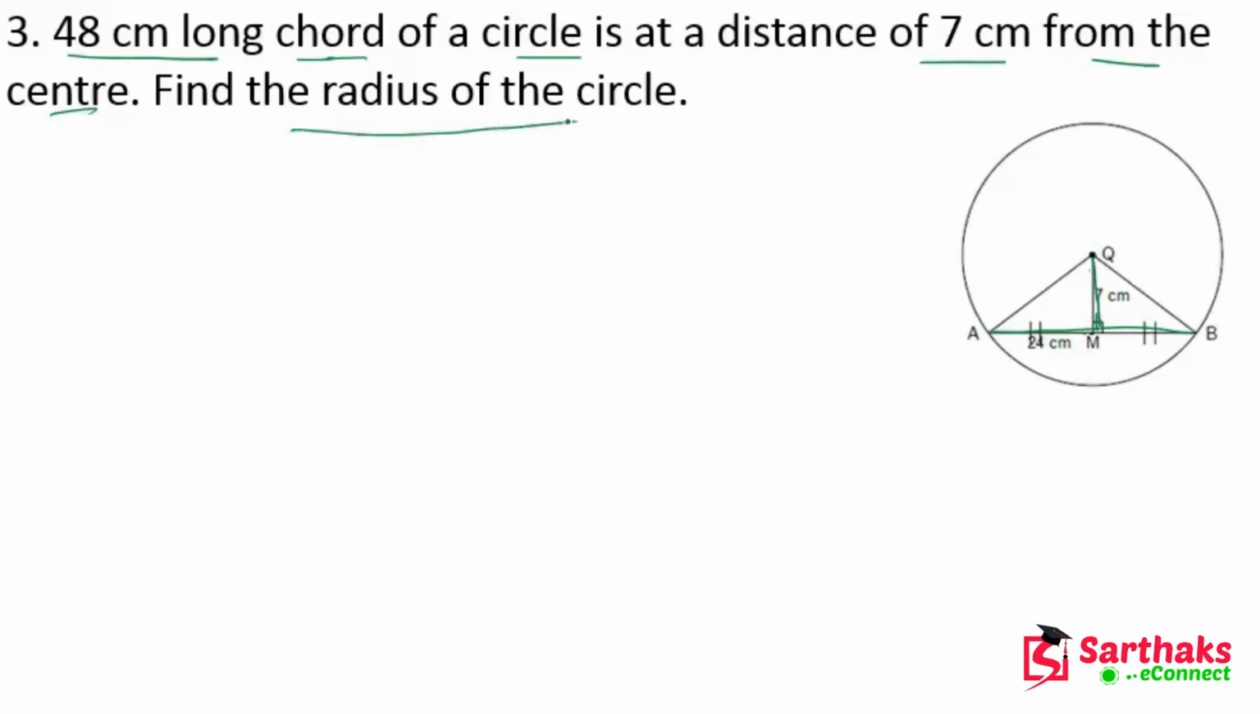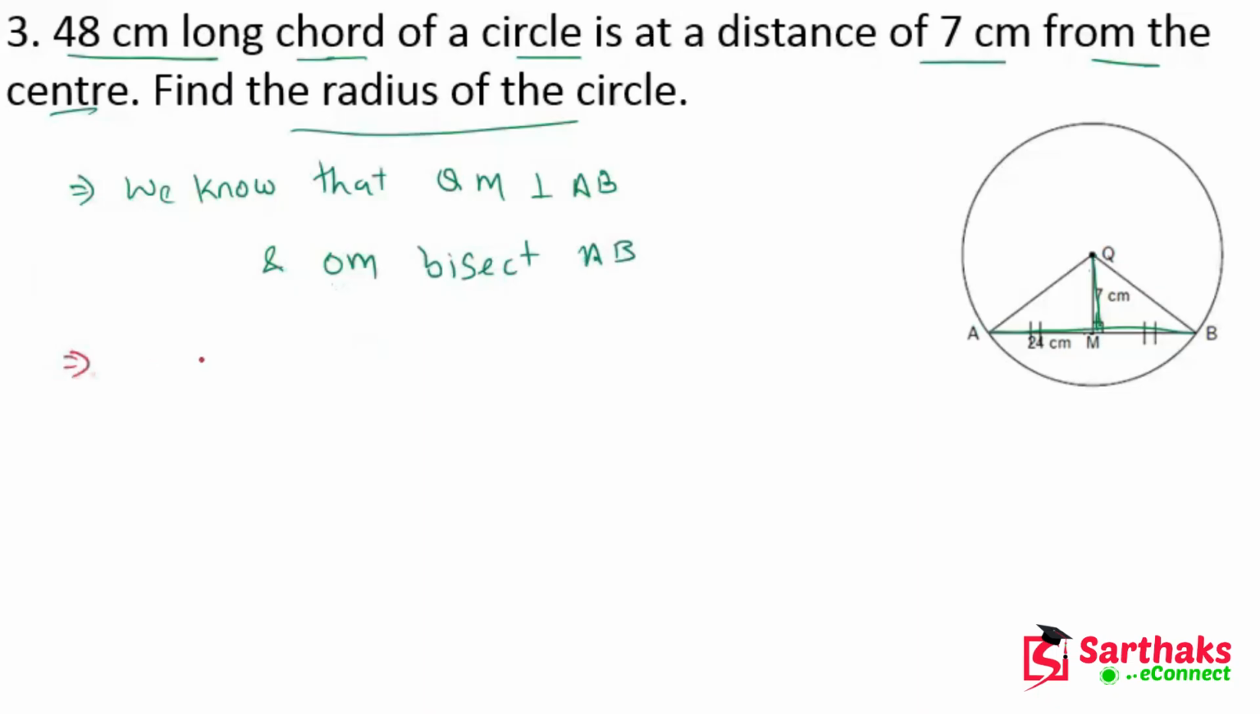Okay, now we have to find the radius of the circle. Again, this is a very easy question. So we know that QM, here Q is the center, is perpendicular to AB, and QM bisects AB. We can write this by the theorem. So we can say that AM is equal to half of AB.